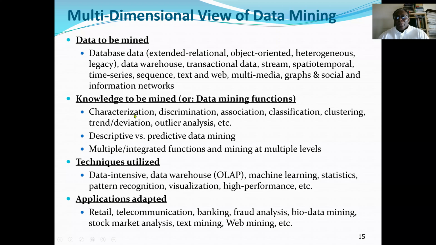So knowledge to be mined, as we said earlier: classification, clustering, association, characterization, outlier analysis, or anomaly and deviation detection. All these are different tasks that we can perform. We also have descriptive versus predictive data mining. We may go into details on this. A descriptive data mining can be association or clustering, where we are trying to find similarity within the data. Predictive data mining means we're going to build a model, and based on the model, we can predict future knowledge.